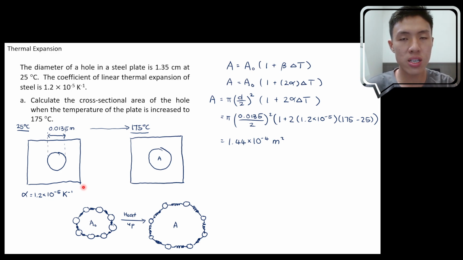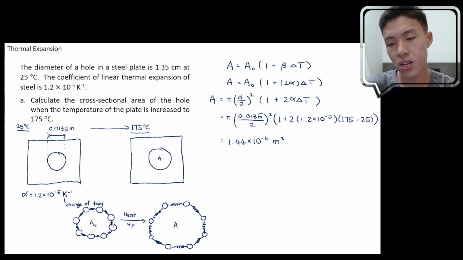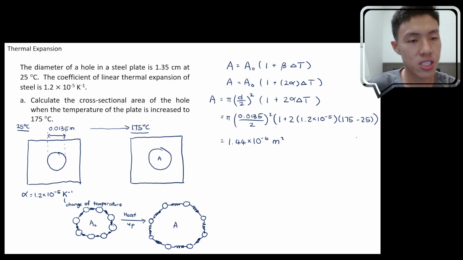Because what we're talking about here is per Kelvin of change of temperature. When we say per Kelvin over here, this Kelvin is not exactly temperature, it's per Kelvin change of temperature. For every 1 Kelvin change of temperature, of course this 175 minus 25 over here is also a change of temperature.